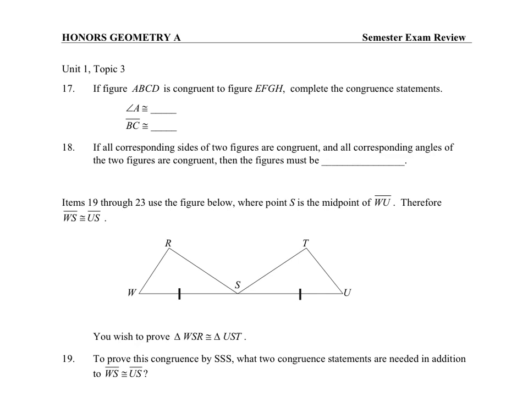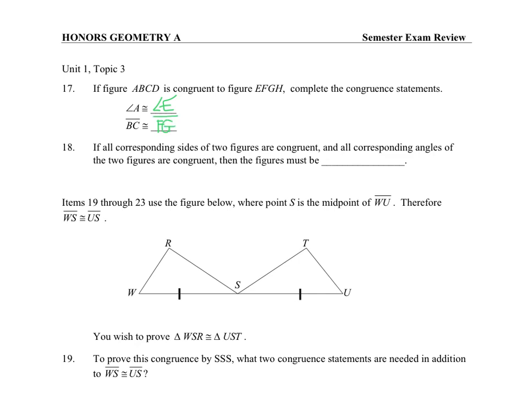So if we know that, then we know that the corresponding parts go in order. A goes with E, B goes with F, C goes with G, D goes with H, and therefore AB goes with EF. BC goes with FG, CD goes with GH, and AD goes with EH. Therefore, we can say that angle A is congruent to angle E, and we can say that line segment BC is congruent to line segment FG.